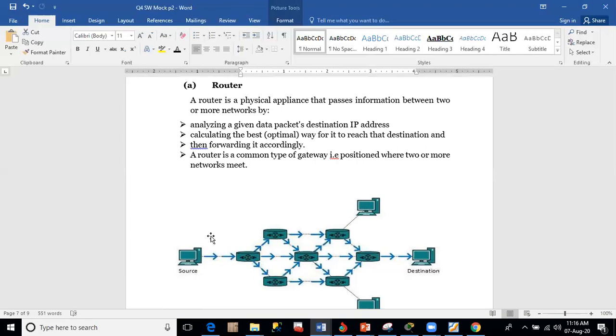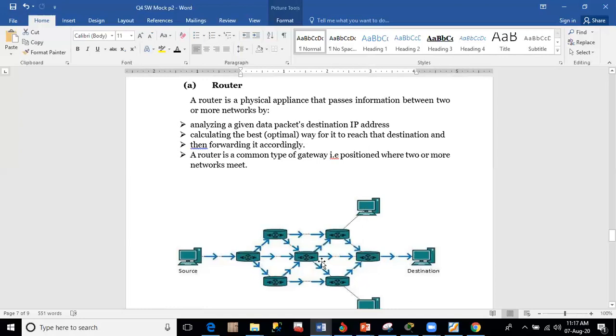So here we have so many routers. This one here, for this source, is a router that you will first pass through. It's called a gateway. For this other computer here, there is another gateway, another router. So the router analyzes the given packet based on the IP address. It will study the IP address of the source and the destination, calculate the best or optimal way for it to reach the destination and forward the packet accordingly.